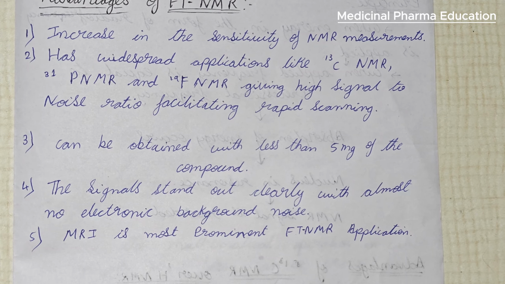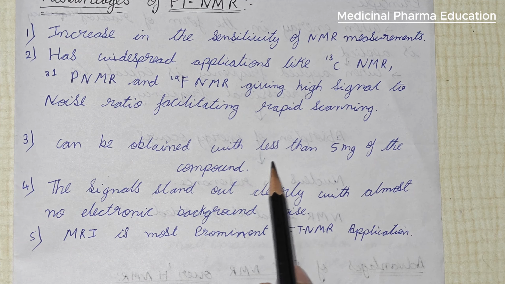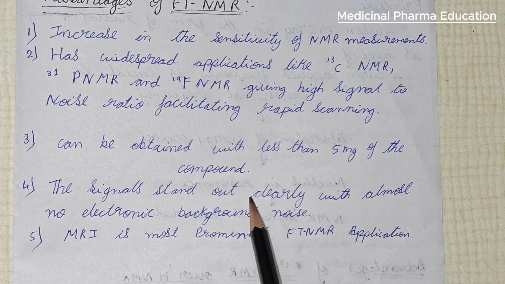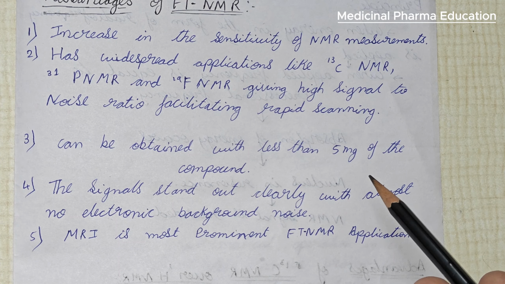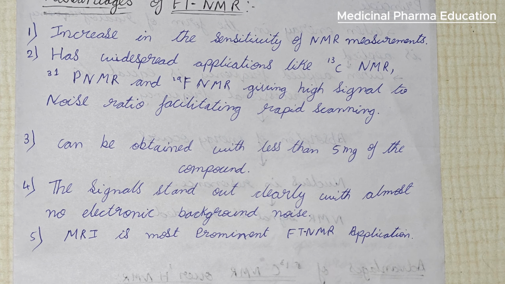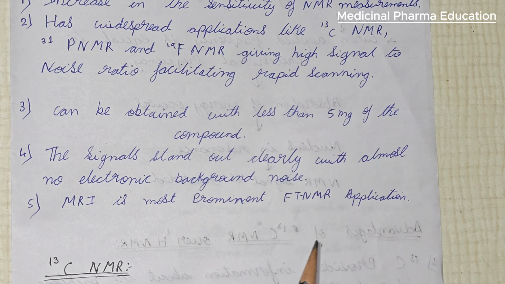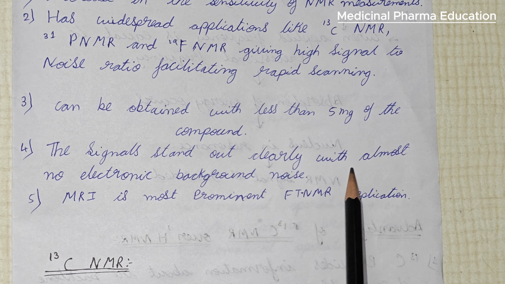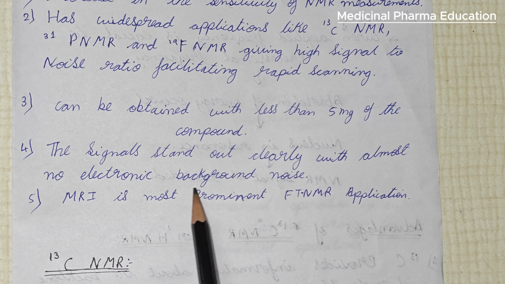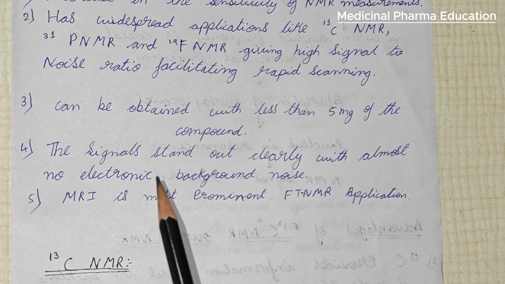It can be obtained with less than 5 mg of the compound. See, if the sample is present in less quantity also, it doesn't matter, it can analyze it very easily. The signal stands out clearly with almost no electrical background noise. See, no electrical background noise means no different signals that interfere with the standard signals.